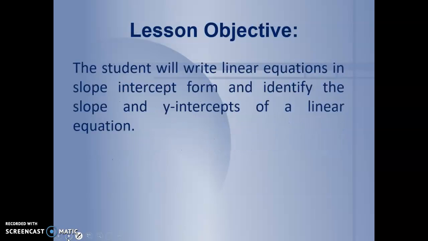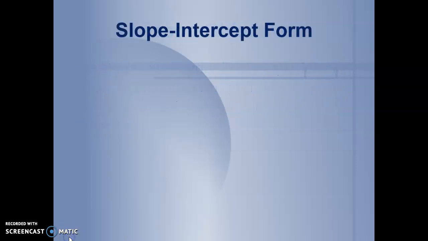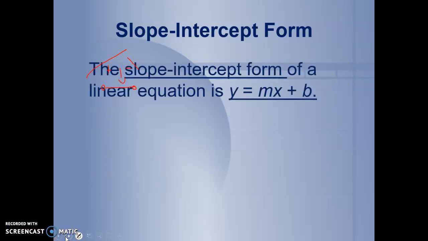Our lesson objective for today is that you, the student, will write linear equations in slope-intercept form and identify the slope and y-intercepts of a linear equation. Remember, a linear equation is just a straight line. No curves, no anything else, just a straight line. It's either going to be positive, negative, zero slope, or undefined, according to our little Mr. Slope face picture there to help us remember that.